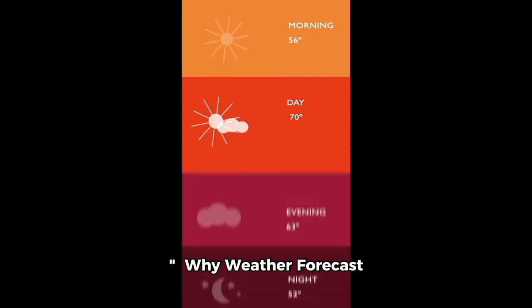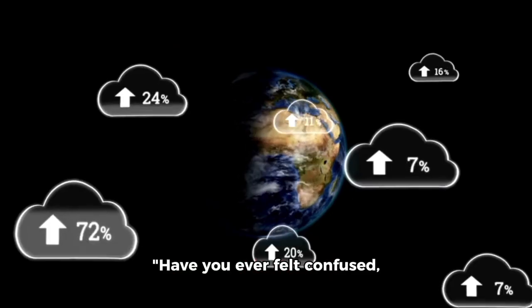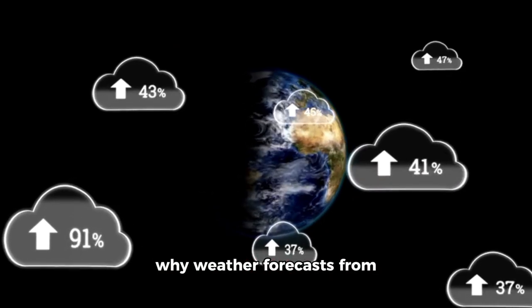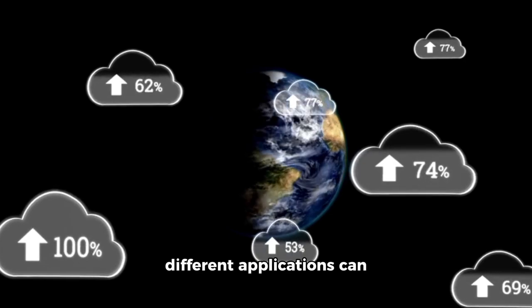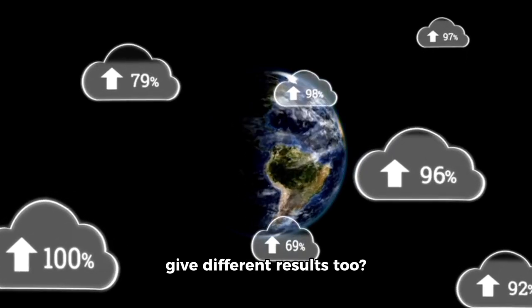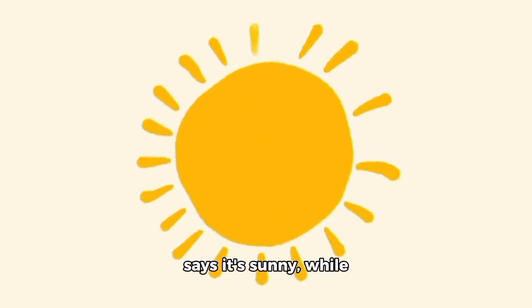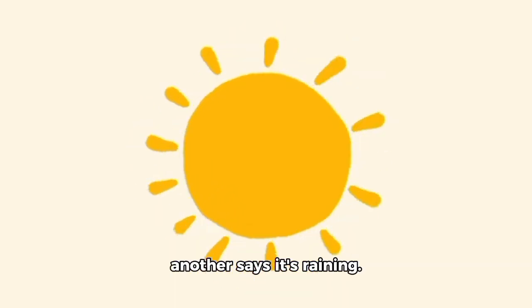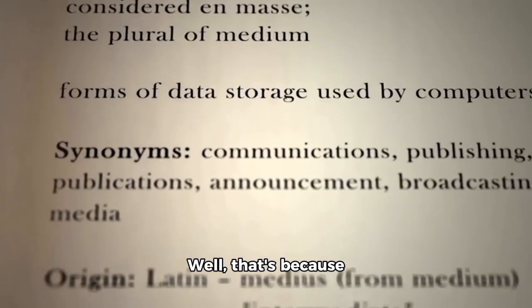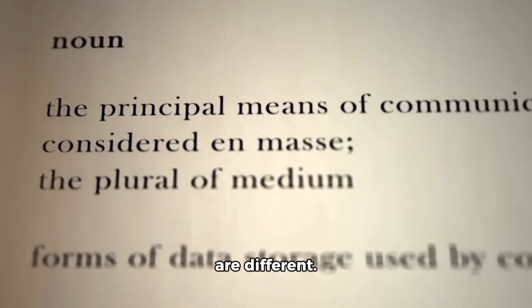Why weather forecast can be different? Have you ever felt confused why weather forecasts from different applications can give different results too? For example, one application says it's sunny, while another says it's raining. Well, that's because the data sources used are different.